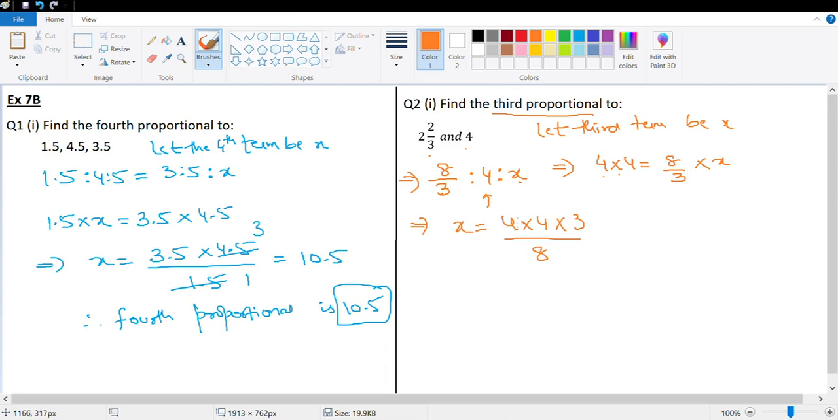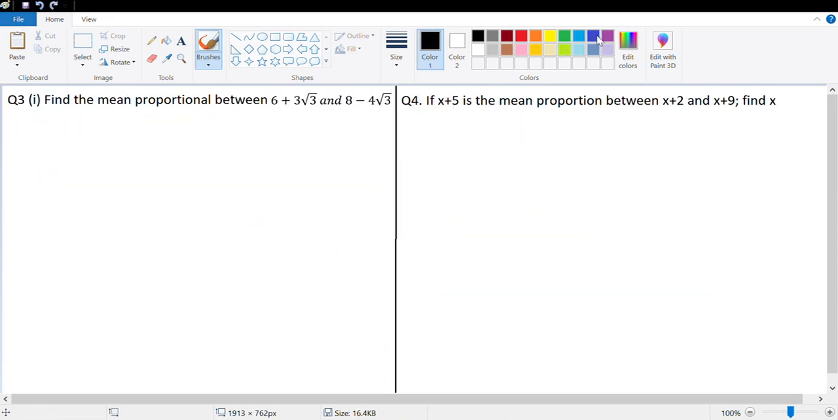4, 1, 4, 2, 2, 1, 2, 2, which means 6. Therefore, third proportional is 6. Fairly simple, right? Good. Let's look at the next one. The next one that we do is question number 3, part 1.